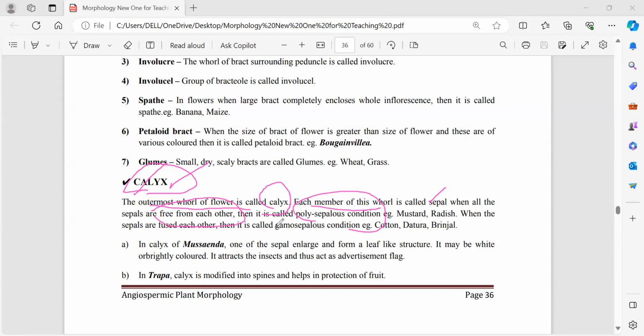So it is incumbent on us to learn the different calyxes present in various types of plants. What is meant by polysepalous condition? Ramesh, tell me, what is the polysepalous condition? Hurry up. Sumera, you tell me. Yes, sir. What is the polysepalous condition?